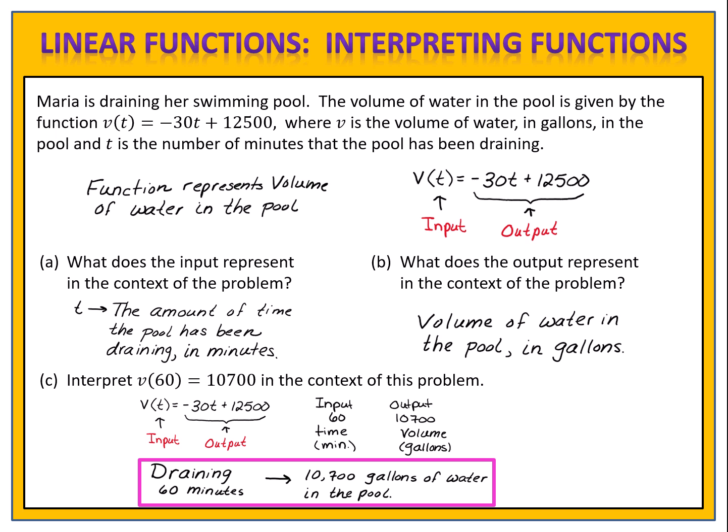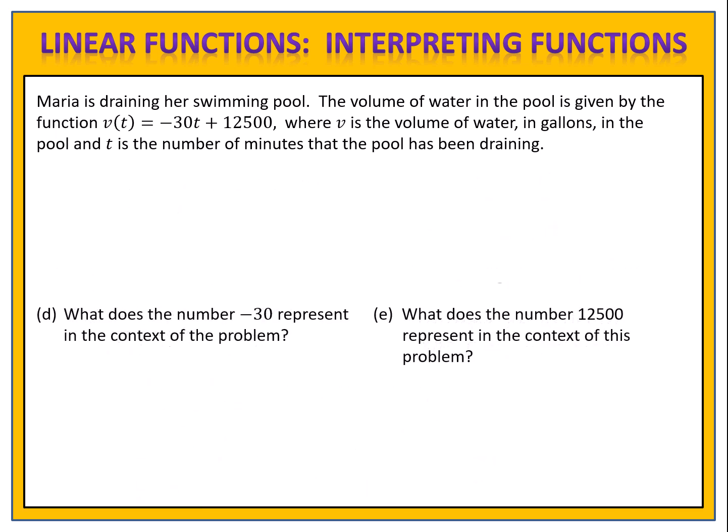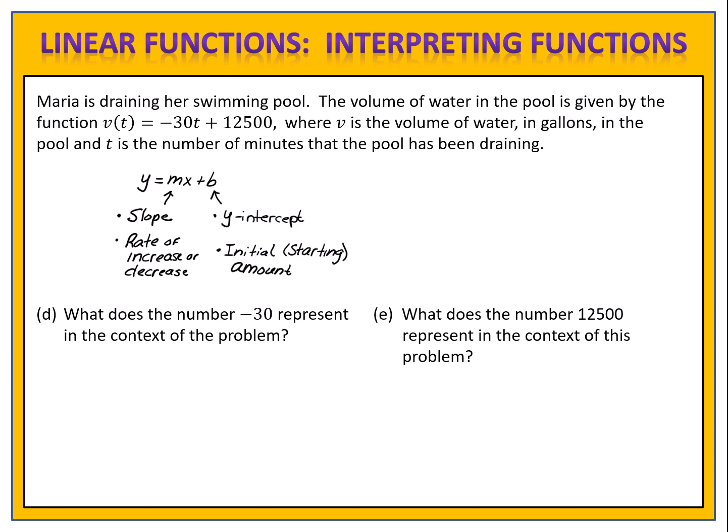Now we have a couple more things we want to look at. We want to interpret certain numbers in the problem. What does the number negative 30 represent in the context of the problem? And what does the number 12,500 represent in the context of the problem? Again, in the context of the problem simply means we're going to be talking about the volume of water in the swimming pool. We know that our function is given to us in y equals mx plus b form, slope-intercept, which tells us the slope, or the rate of increase or decrease, and the y-intercept, which is the initial or the starting amount.